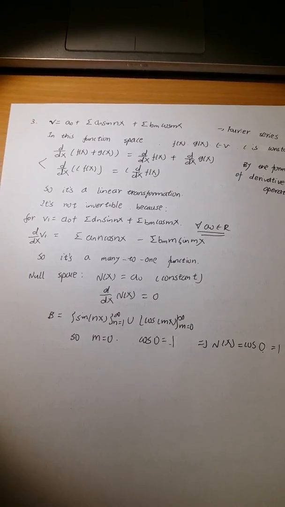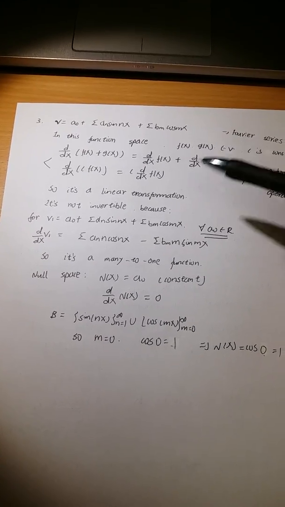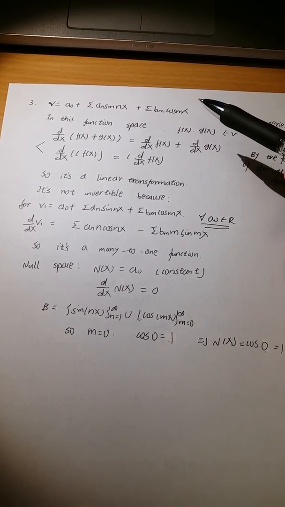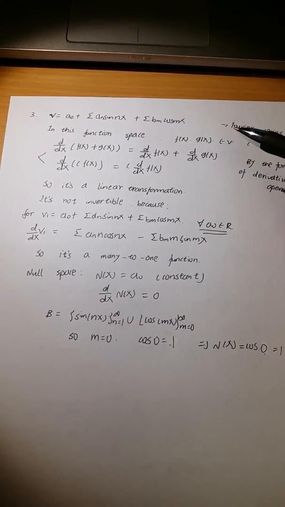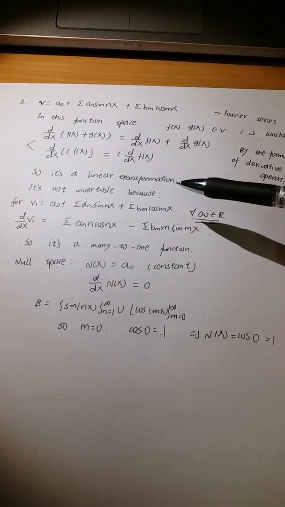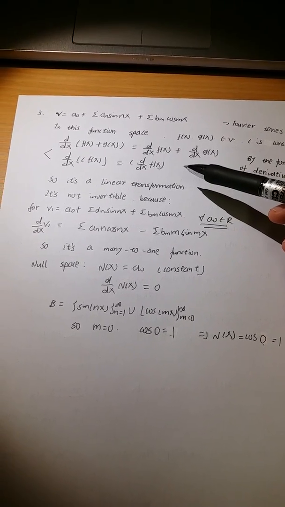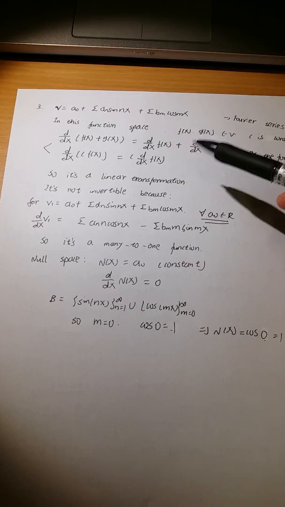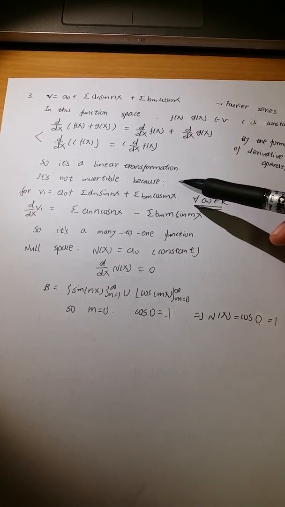And then we come to question 3. The function space actually is just the Fourier series, and in this function space, we can use the definition of the linear transformation to prove the differentiation is a kind of linear transformation.